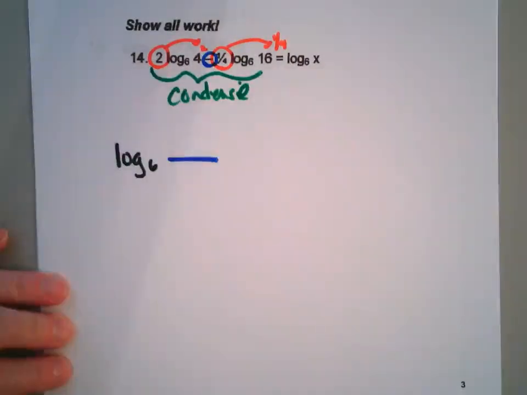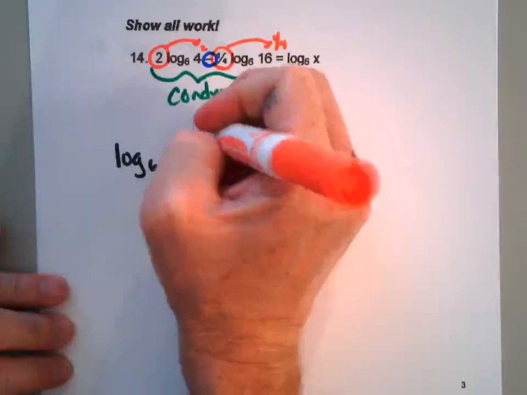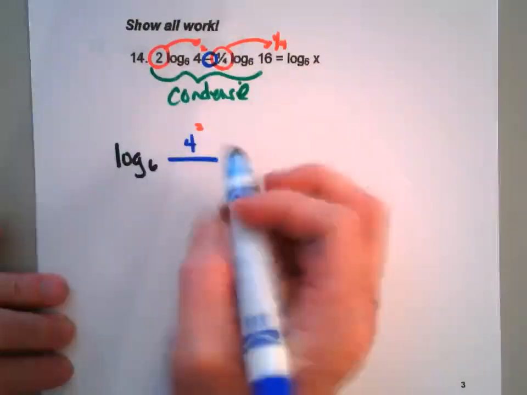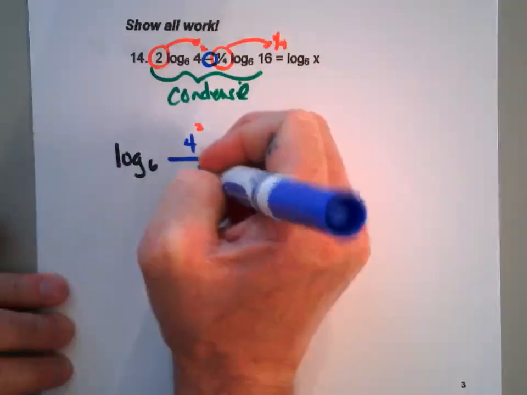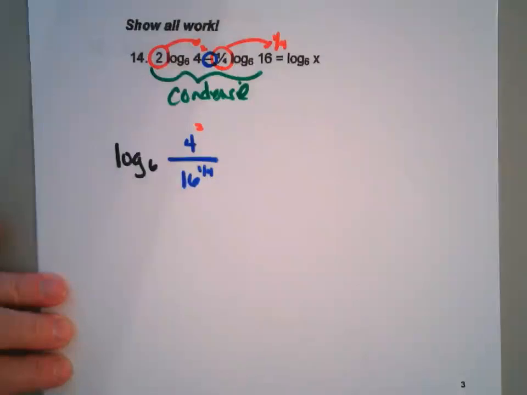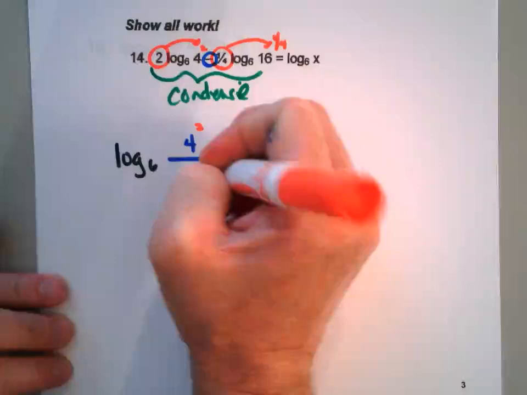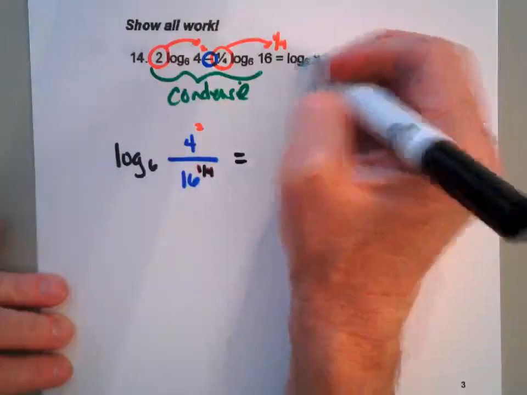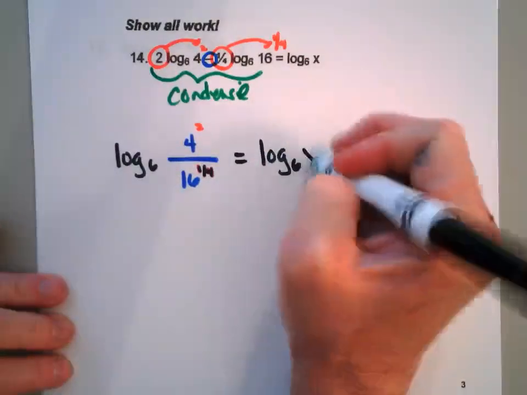All right, so we will have a single logarithm of log base 6. That'll be 4 raised to the 2nd power, and then we will have 16 raised to the 1/4 power. That's going to equal the same thing. We didn't do anything to the right-hand side, so that's going to be log base 6 of x.